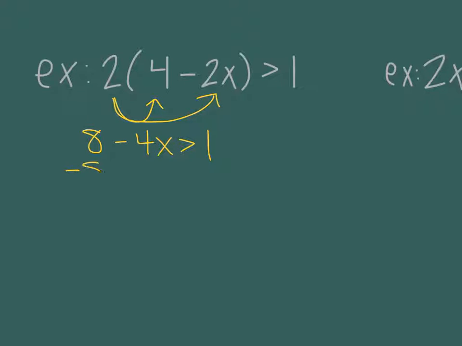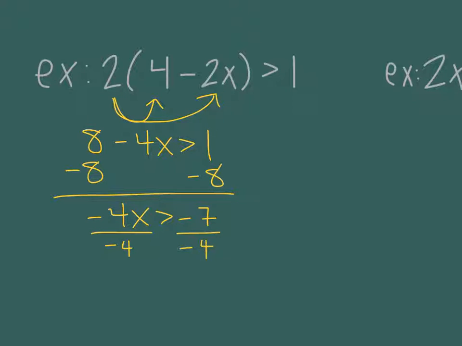I'm going to subtract 8 from both sides of the inequality, and I get negative 4x is greater than negative 7. And then I'm going to divide both sides by negative 4 to isolate that x, so I get x less than 7/4. And remember, it's less than now because I switched the sign when I divide by a negative. So my solution set is x less than 7/4, and I'm going to draw a graph to represent this.